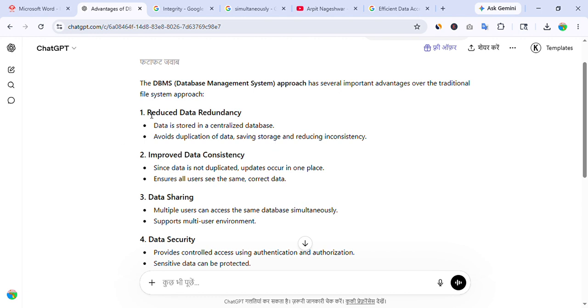So first is reduced data redundancy. Redundancy means repetition. It means how many times the same data occurs. We can say it like this, redundancy.